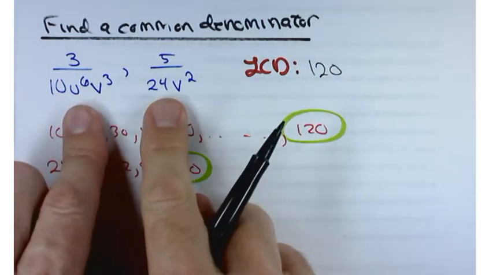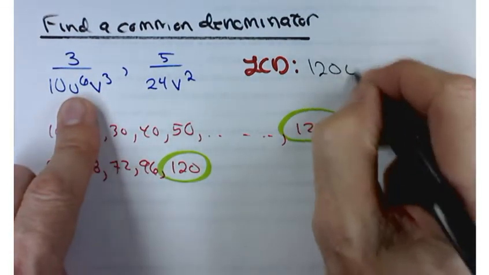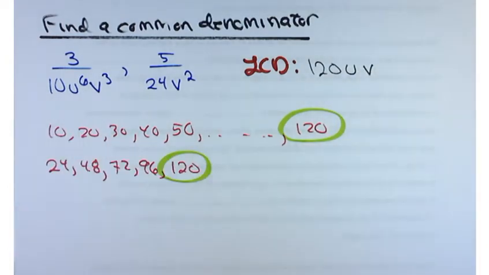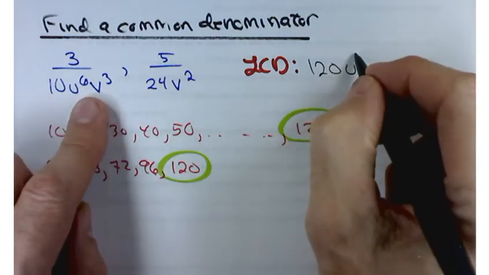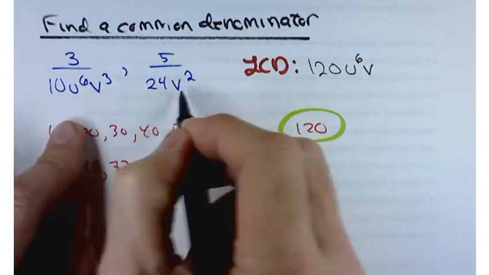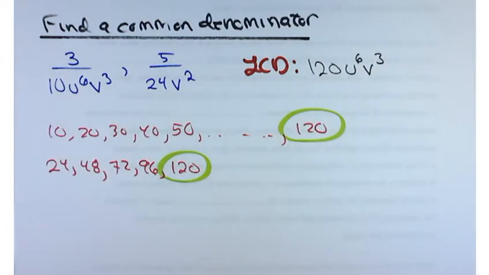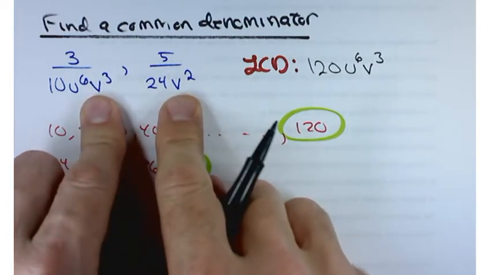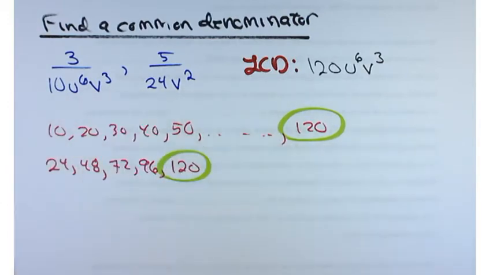Now for the variables, we need to have every term represented. There's a u and there's a v. As far as the exponent is concerned, you want to list the highest power that you see. So the highest power of u that I see is 6. What's the highest power that I see amongst the v's? 3, and that's it. It's tempting. A lot of people want to add these and go, oh, okay, it's v to the 5th. You just list the highest power of each, and that's it. So here's your LCD.